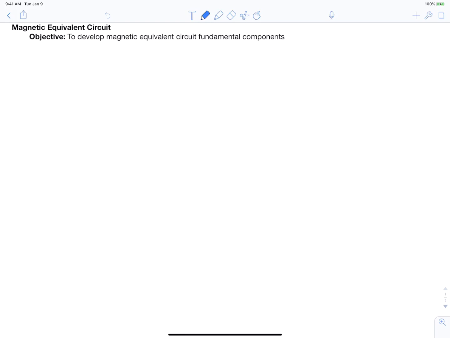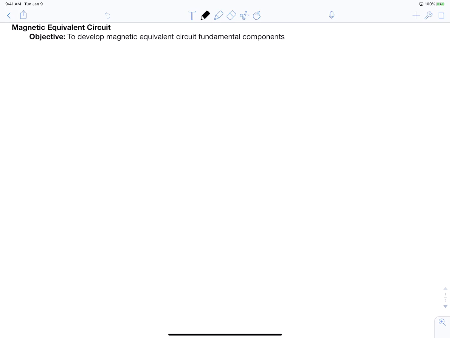The objective of this video is to develop magnetic equivalent circuit fundamental components. We've previously introduced the magnetic equivalent circuit as an analytic tool to solve Maxwell's equations, specifically to solve for the magnetic field within a geometry. We're now going to formalize it. This tool fits neatly into our toolbox of approaches to solve Maxwell's equations within the cross-section of our machine.